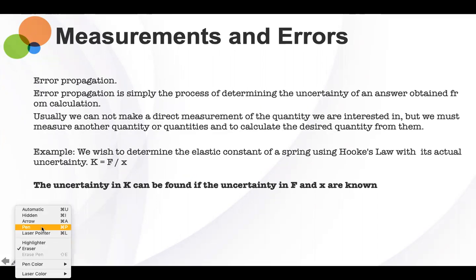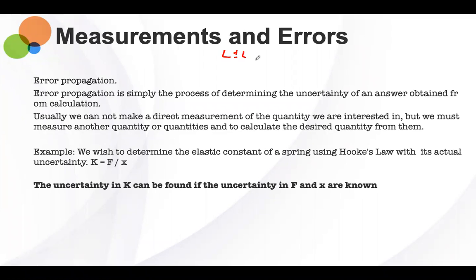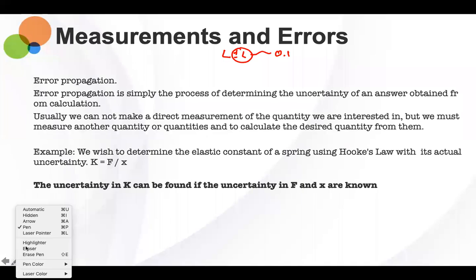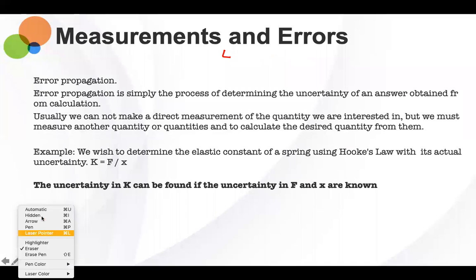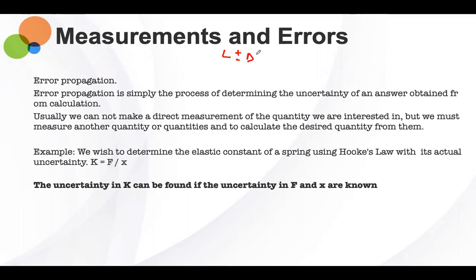Remember, we spoke about length, and we said we wanted to find the length and the uncertainty in length. This uncertainty could be 0.1. An easier way that we could put it is plus and minus. Have you ever seen this before?